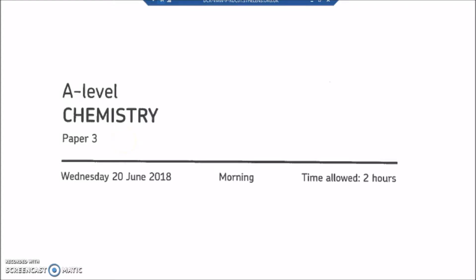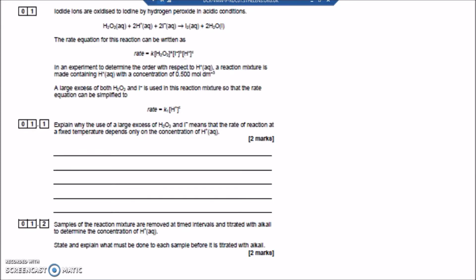A-Level Chemistry, Paper 3, 2018. Question number 1. Probably the hardest question on the paper, and it caused a lot of problems.